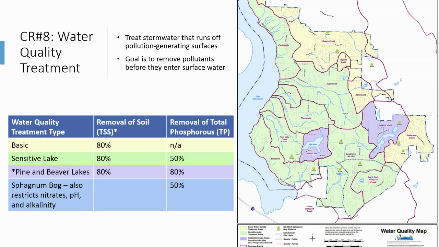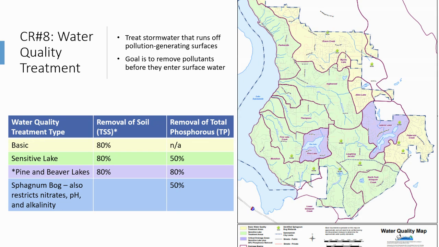Basic water quality treatment, required in the northeast basins of Sammamish, requires sites to remove suspended solids like soil and dirt from stormwater runoff. All basins draining to Lake Sammamish require sensitive lake water quality treatment, which requires sites to remove solids and also reduce phosphorus, which contributes to unhealthy algae blooms in surface water.